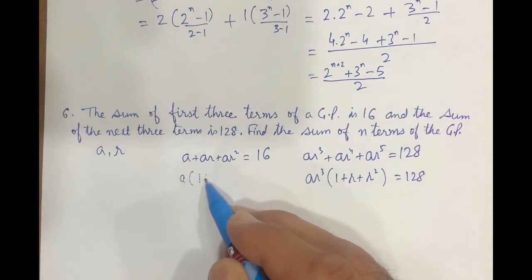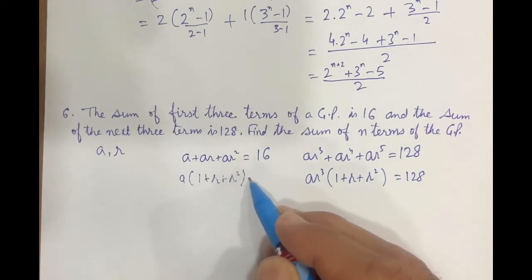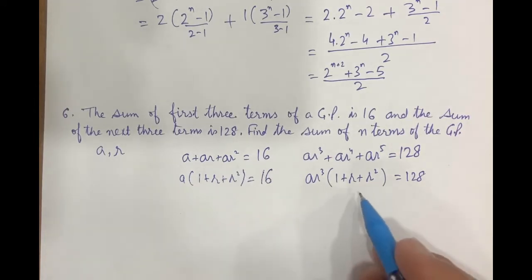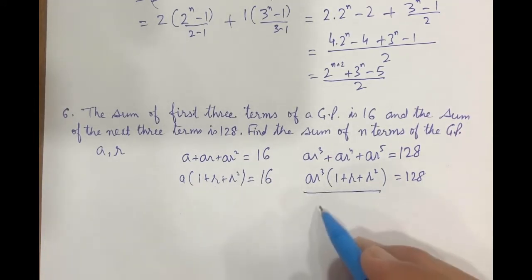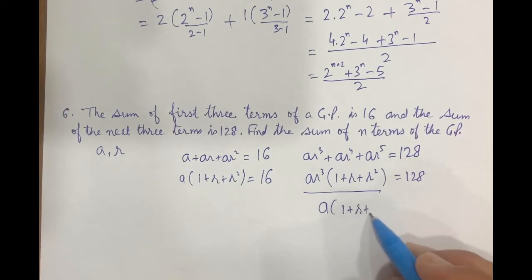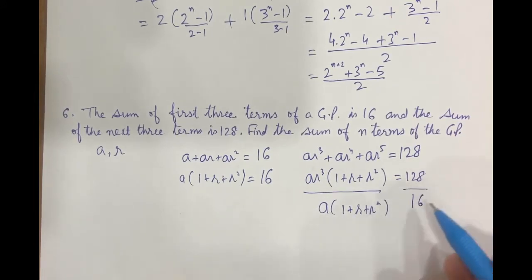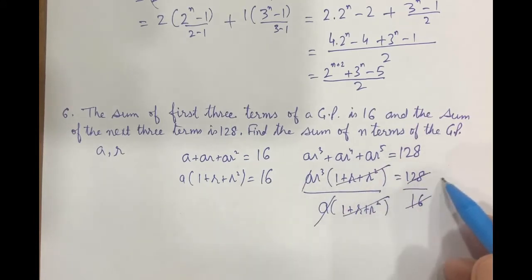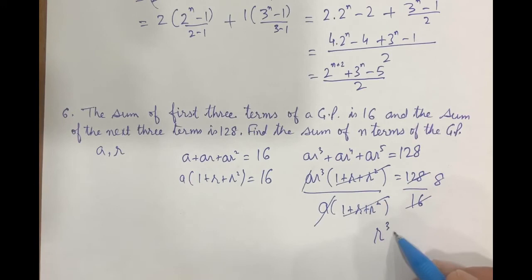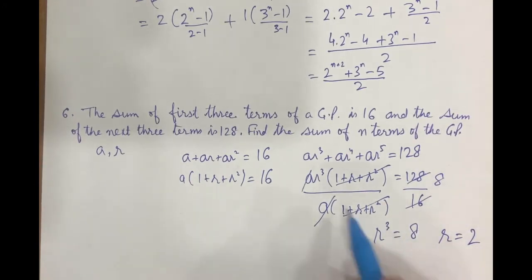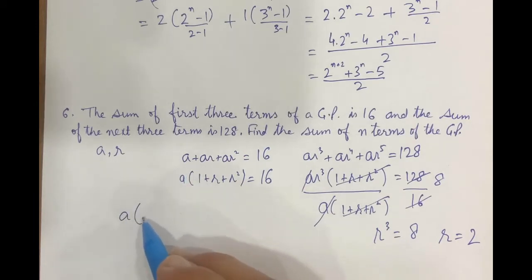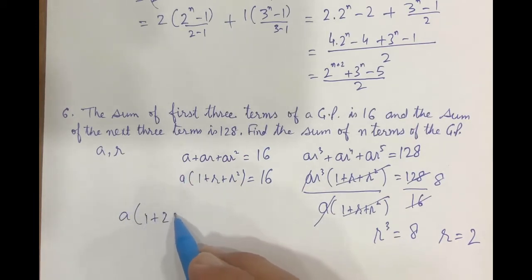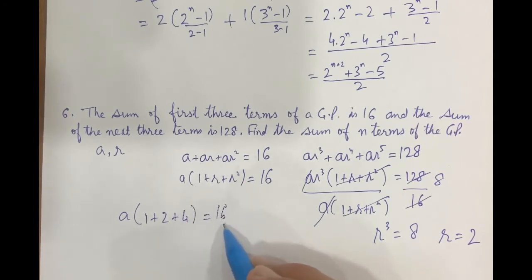This is A into 1 plus R square, this is 16. Divide this by this: AR cube into 1 plus R square over A into 1 plus R square is 128 by 16. So A will cancel out, this whole factor will cancel out, this is 8. So we have R cube equals to 8 or R is 2. Substitute value of R equal to 2 in this equation. A into 1 plus R is 2, R square is 4. This gives us A equals to 16 by 7.